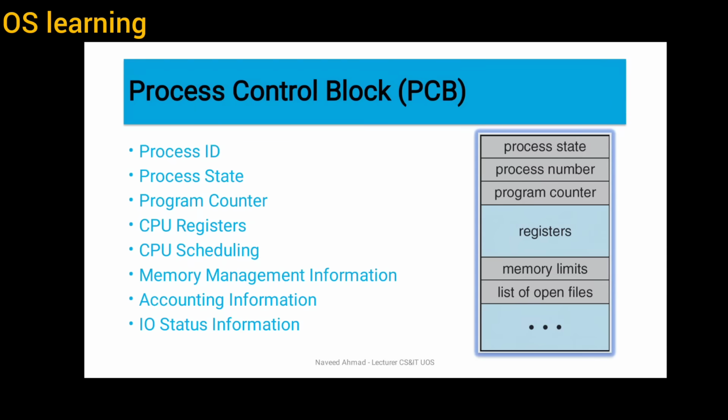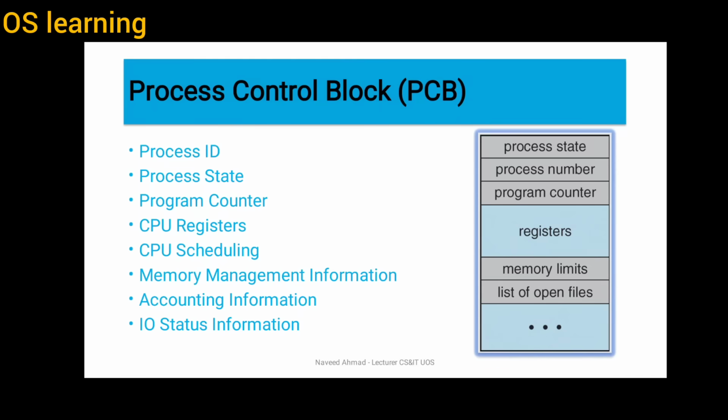So what are the things that are considered in it? First of all, we have the process ID. Next we have the process state, program counter, CPU registers, CPU scheduling, memory management information, accounting information, and IO status information. So let's briefly explain these.